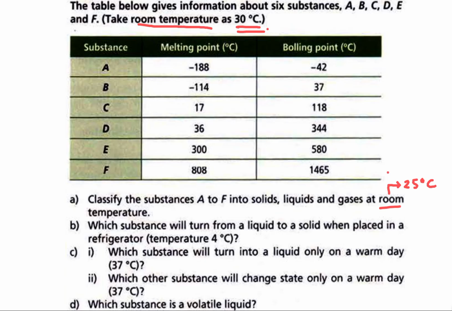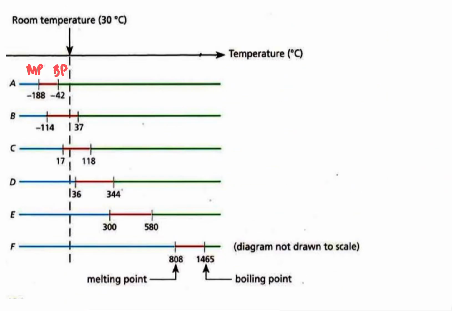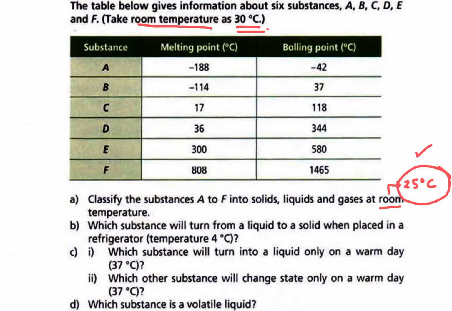However, scientifically, the room temperature is always taken to be 25 degrees Celsius. Now, what you'll do is spot on the scale where 25 degrees Celsius would actually be. So it would be after minus 42 degrees Celsius, let's say somewhere over here. So you will say, because before the melting point it's all solid, after that it's all liquid, and after the boiling point it's all gas. So you can easily tell that this one is a gas, right? I hope now you can do different questions using this method.